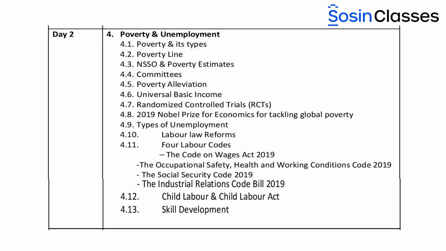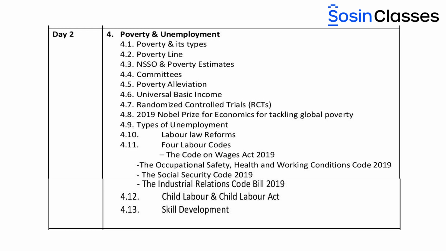So here we would be looking at what is poverty, what are the measures, what are the various estimates, the committees, and of course the recent one about randomized control trials, the concept behind the 2019 Nobel Prize for Economics, which was for tackling global poverty. So we will be looking at that, and then we'll move on to unemployment, the types of unemployment, all the reforms like labor laws, and we'll be looking at child labor, and finally we'll wrap up that segment with skill development, because if you want more jobs you need to be skilled, and therefore we require skill development for that.